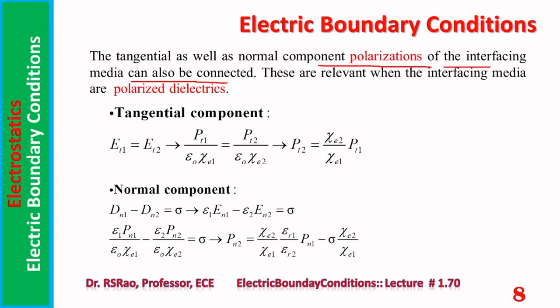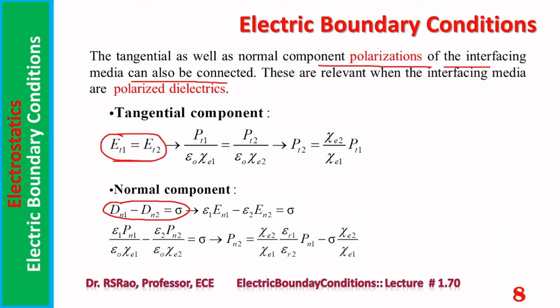We can express this in terms of polarization also. How? E_T1 equals E_T2. This is the actual condition. It is universal, whether it is a dielectric or non-dielectric, or whether it is a conductor, ordinary conductor, or perfect conductor. It doesn't matter. E_T1 equals E_T2 is always true. D_N1 minus D_N2 equals sigma. It is always true. It doesn't depend upon the type of media.